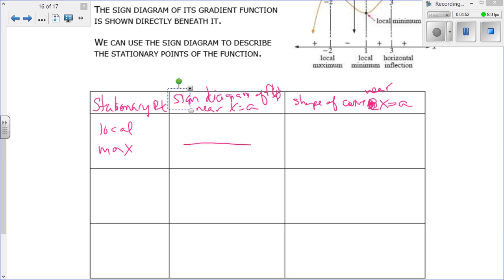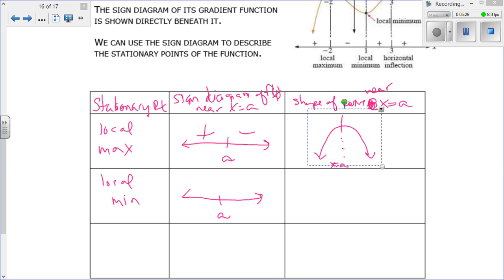What your sign diagram is going to look like is we're going to have a plus and a minus. So we're going to be increasing, then decreasing. What that looks like on a graph: this is A, x equals A right here. So I'm increasing, I hit A, and then I'm decreasing. That's a max.